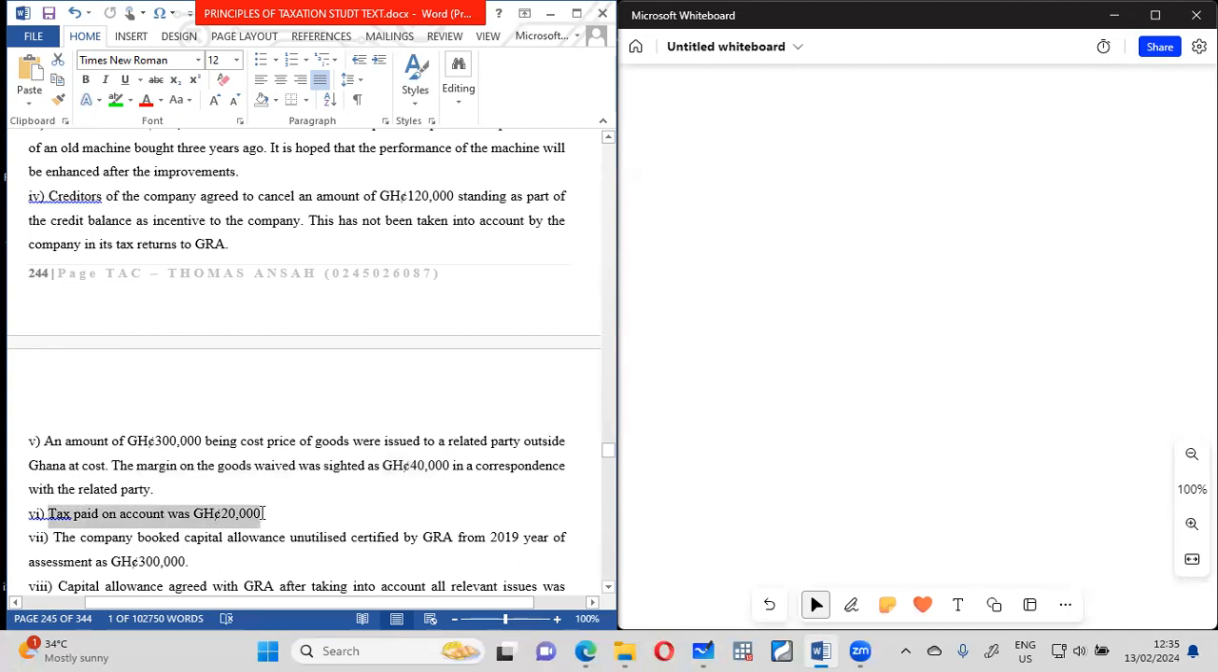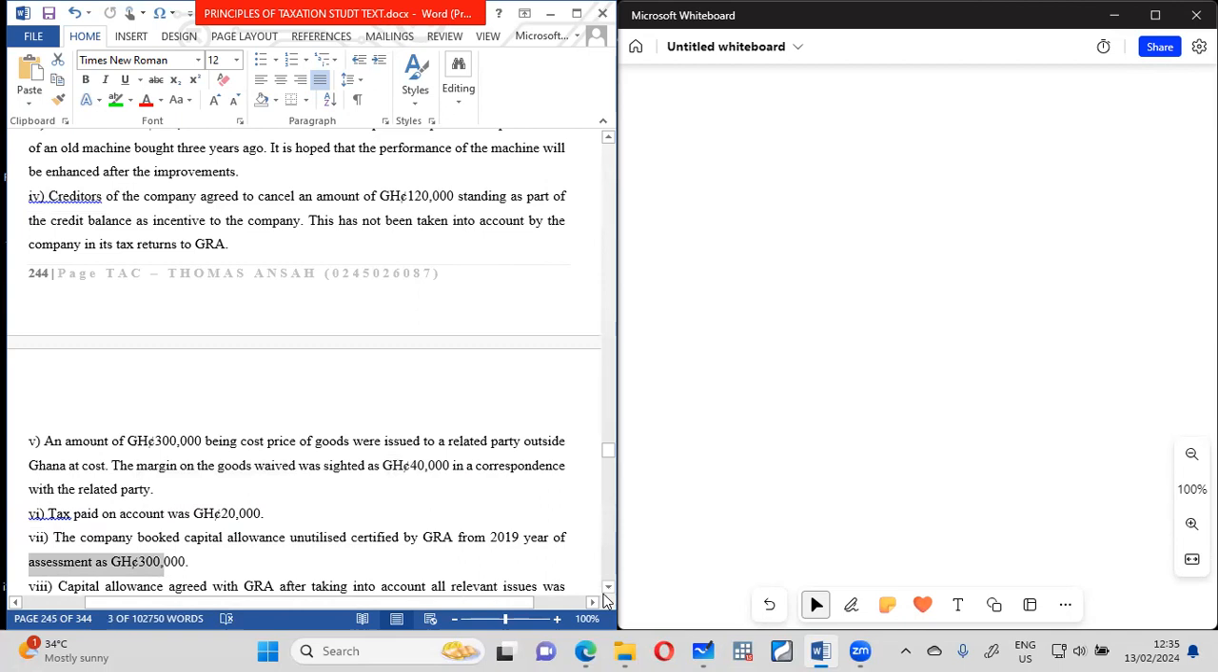Tax paid was 20 on account. So if we get their tax liability, we will deduct this. And the book capital allowance unutilized certified from 2019 was 300,000. It is unused. So the question is, can we bring it forward? These are capital allowance issues we will discuss once we get there.